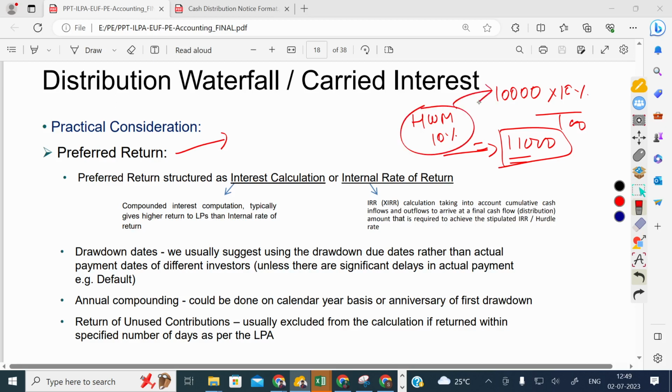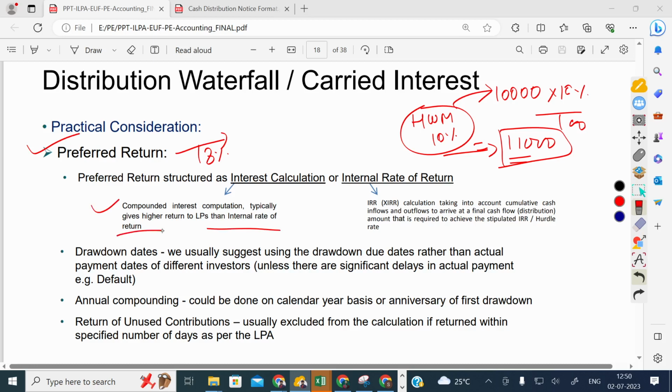So here also 8% would be your preferred return, that on whatever investment you have made with the XYZ fund will at least ensure 8% as a preferred return. So it can be simple or compounding. But if you see, compounded interest return computation typically gives higher return to the LPs than the internal rate of return.